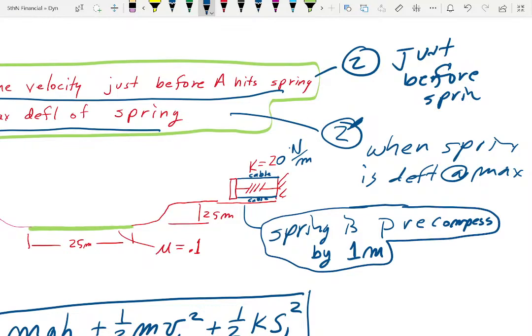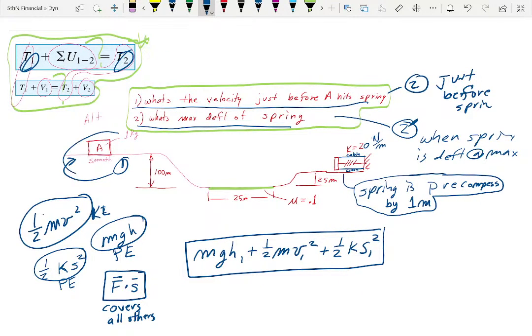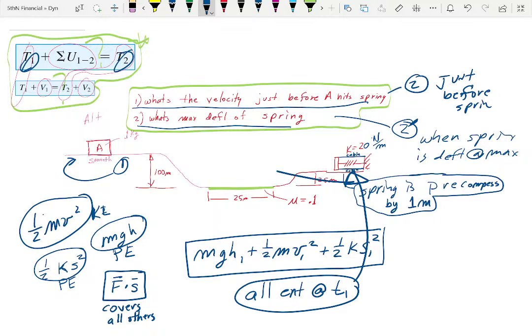Now, when you look at this, you're like, hey, wait a minute, you were talking about the state of energy of this mass. Why are you including that? The thing is, this is all entities at T1. That spring is an entity here, and that mass is an entity. They both have to be included here. So this is all entities at T1.